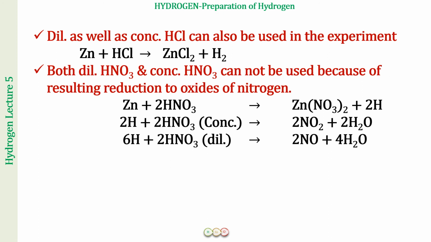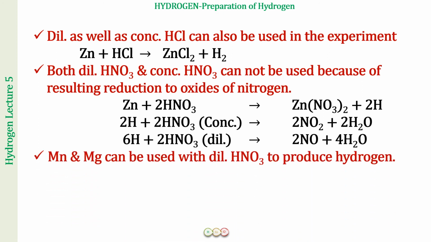We neither use concentrated H2SO4. You can use only dilute H2SO4 or you can use hydrochloric acid for the preparation of hydrogen. Okay, please do remember this. But there is one exception over here where we can use dilute HNO3 also for the preparation of hydrogen, and that is when we use manganese and magnesium.